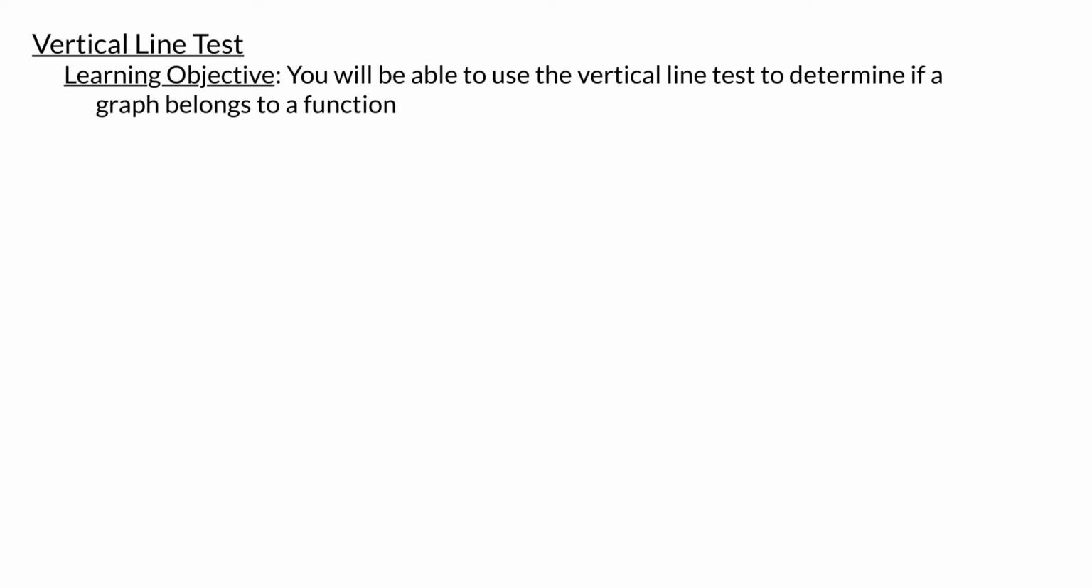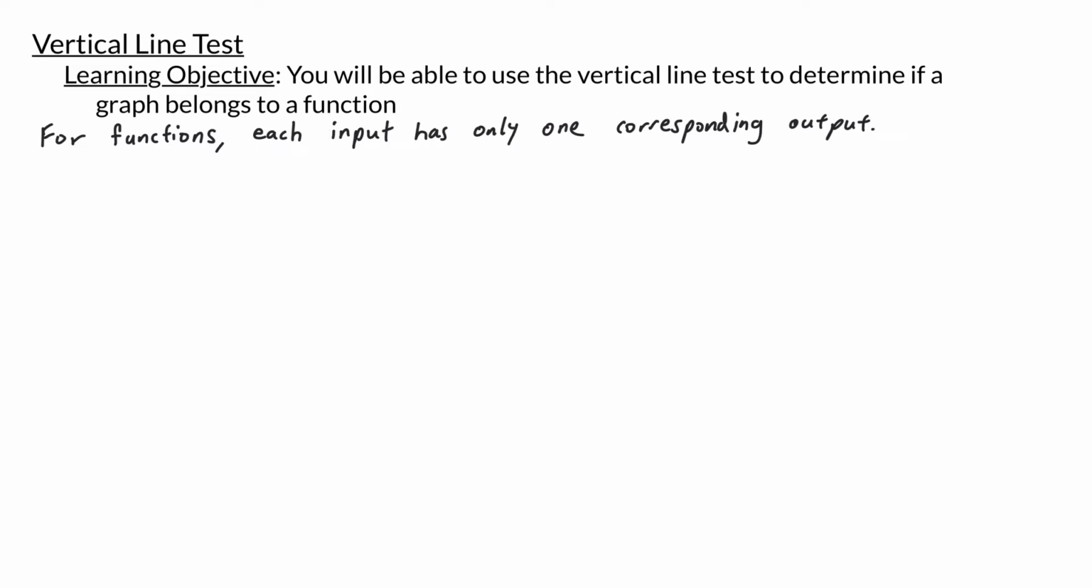In this video, we'll be talking about something called the vertical line test. One thing to note is that not every graph on the xy plane belongs to a function. The vertical line test is a tool that we use to determine when a graph belongs to a function or not. It is important to remember that for functions, each input has only one corresponding output.